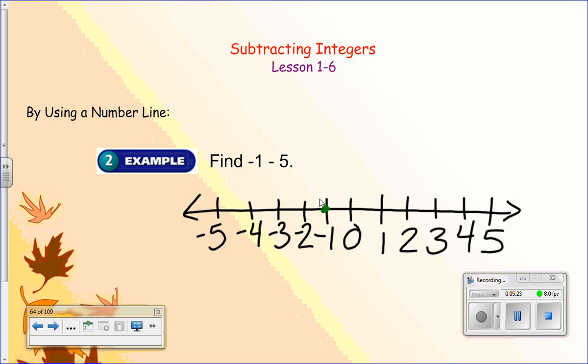Well, if I'm taking away 5, we're just going to keep going to the left. 1, 2, 3, 4. Uh-oh. My number line wasn't quite long enough. Well, what comes after -5? -6. There we go. My answer here is -6.